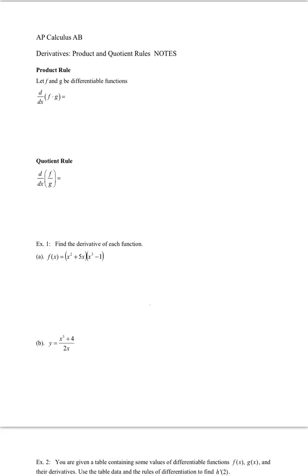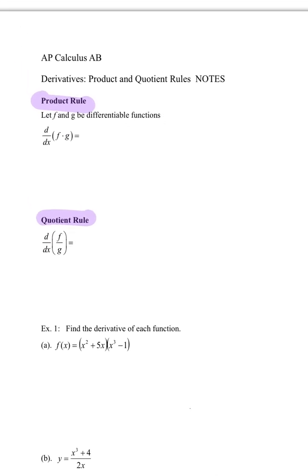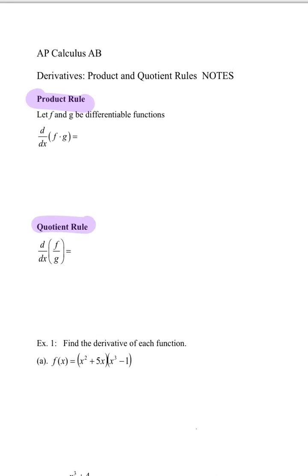Okay, so this is one of my favorite lessons. This is where I get to teach you how to find derivatives of products and of quotients. Hopefully you remember, but I'm going to say it anyway. A product is where you multiply two things together. If you're looking at this notation, I am multiplying the f function by the g function.